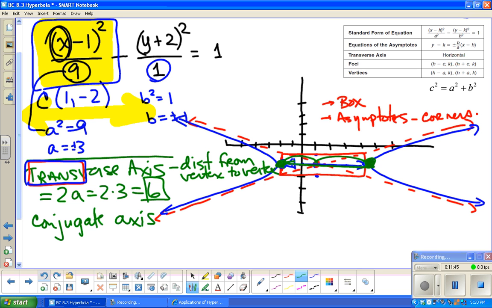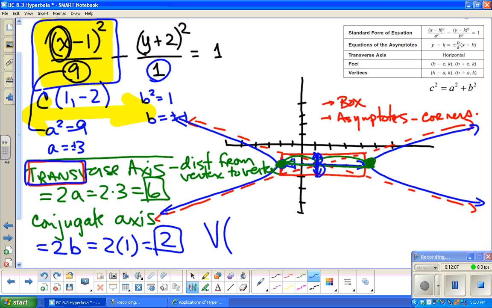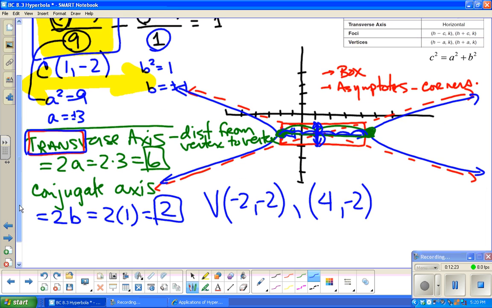The conjugate axis is the other one, the one that goes the other way. This was 1 and 1, so this is going to be 2b, so 2 times 1, which is, you guessed it, 2. The vertices we could do, that's not hard. Start at the center, count 1, 2, 3 to the left. That's going to be -2, -2. And the other one, starting at 1, -2, go 1, 2, 3 to the right. So 4, -2.